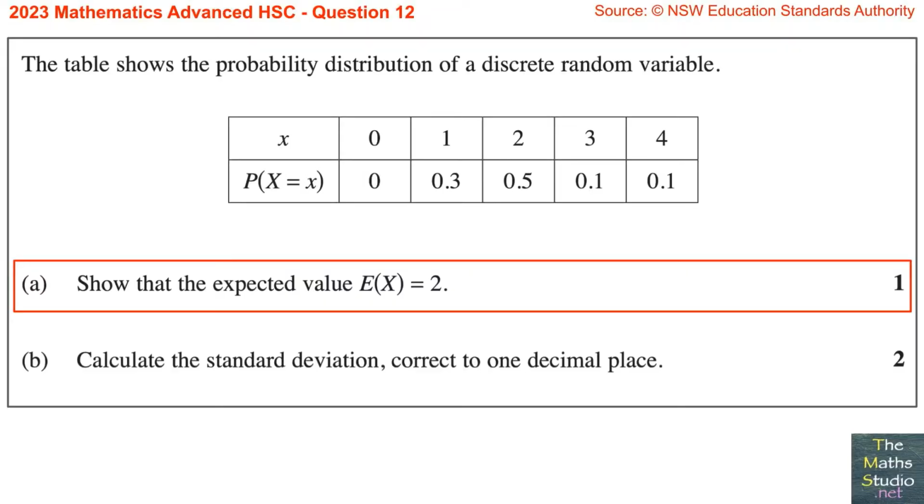Question 12. The table shows the probability distribution of a discrete random variable. Part A. Show that the expected value, E of x, equals 2.